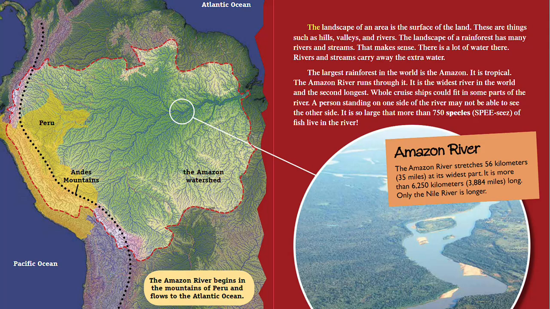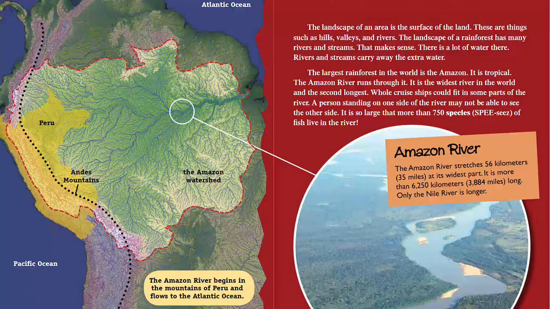The landscape of an area is the surface of the land. These are things such as hills, valleys, and rivers. The landscape of a rainforest has many rivers and streams. That makes sense. There is a lot of water there. Rivers and streams carry away the extra water.